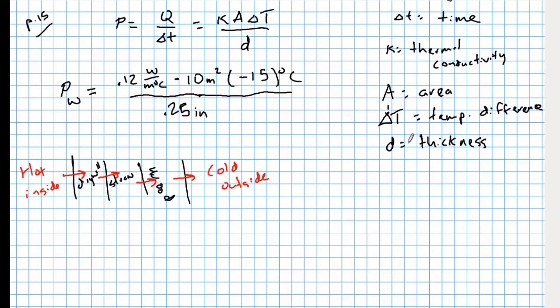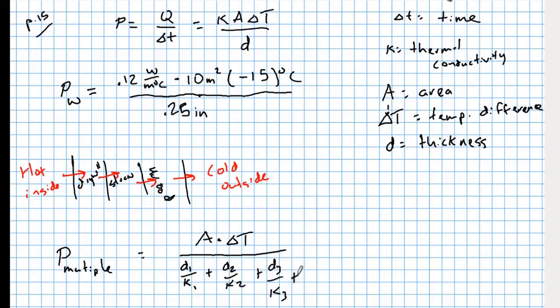So we've got to figure out how to combine those three different rates together to get the combined rate. So there's another formula that was on the bottom of that page 15 that says if you've got a combined material, you've got to add it in a funny way. So the power rate for multiple materials is the area times the temperature difference divided by what you get by adding up the pieces from each. So there's d1 over k1 plus d2 over k2 plus d3 over k3 plus ... If there were more materials than just 3, you would keep adding more terms.